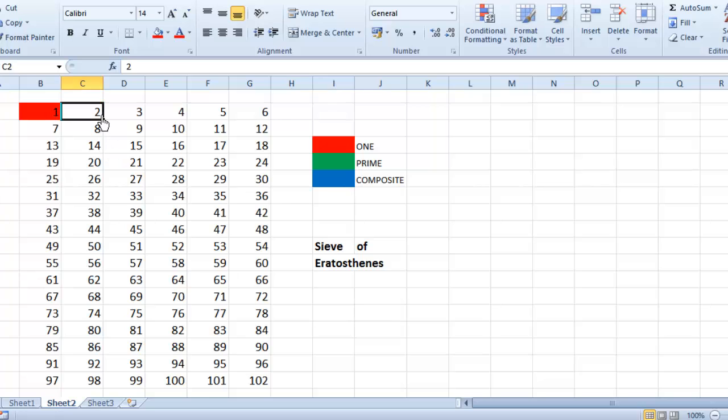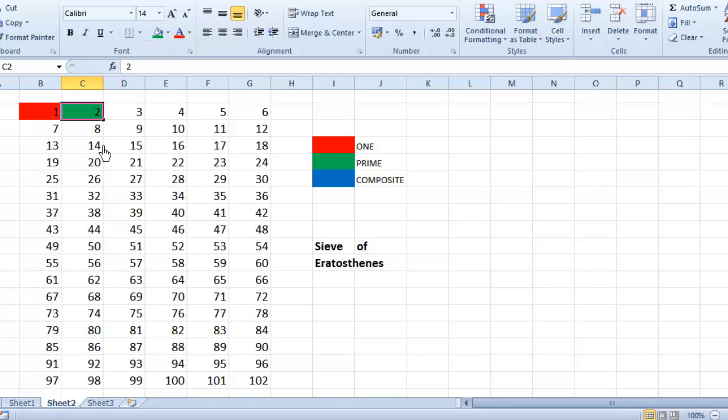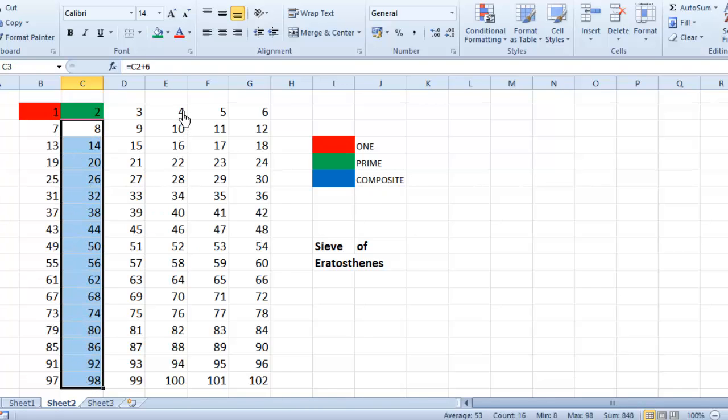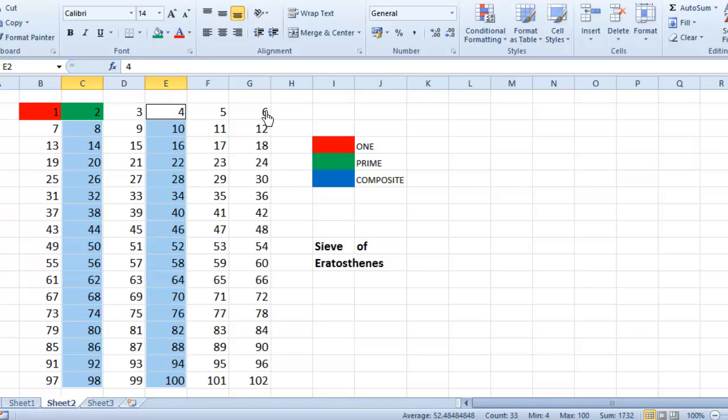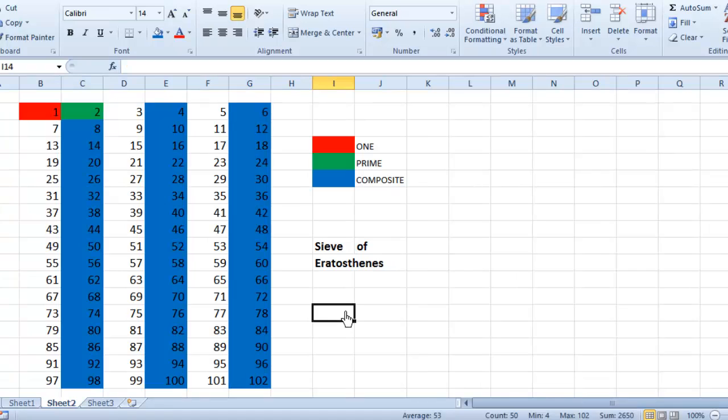So first of all, let's start with the smallest prime number, which is the only even prime number, and let us highlight it in green. So 2 is a prime number, but all the multiples of 2, for instance 4, 6, 8, 10, 12, all the even numbers, but not 2, are composite numbers. So let us highlight all the even numbers from 8 till 98, and then 4 to 100 and 6 to 102 in blue because they all come in the table of 2. They are all composite numbers.